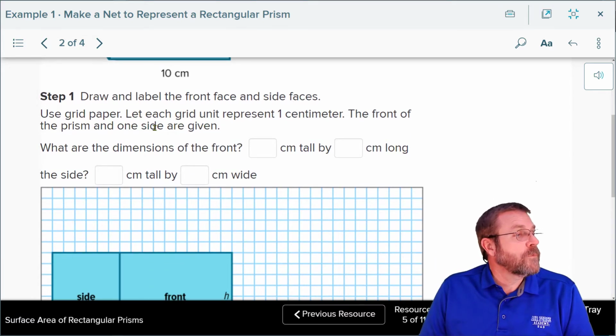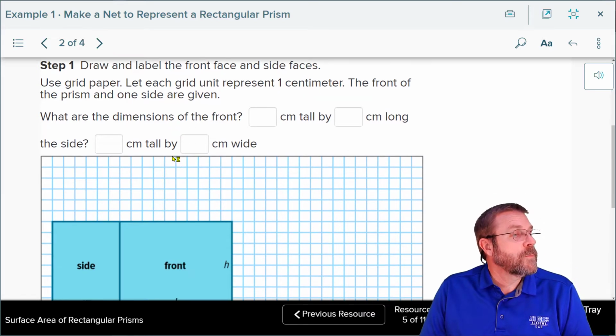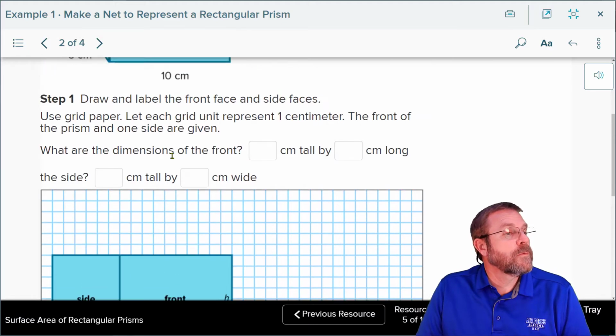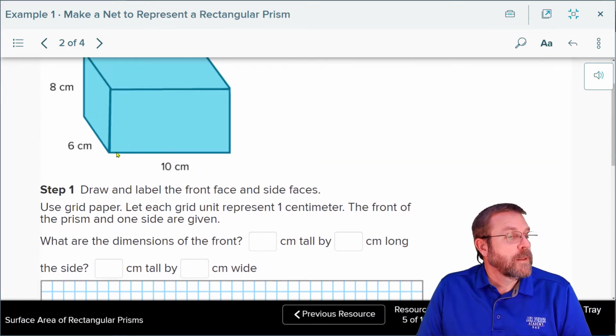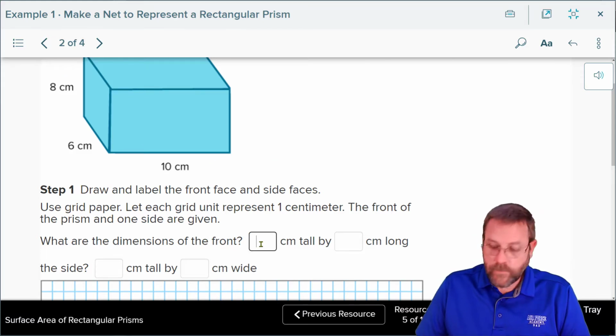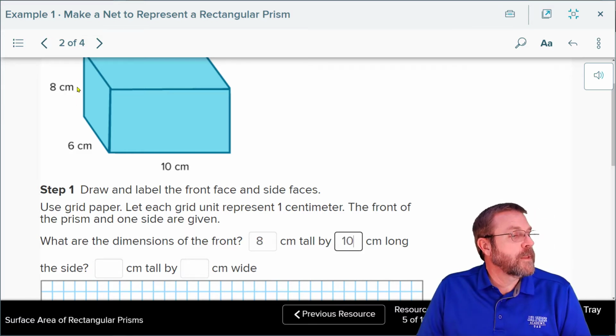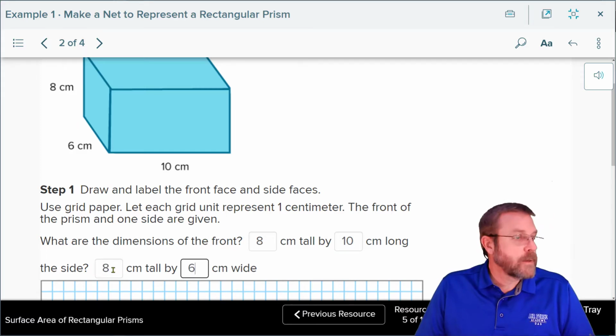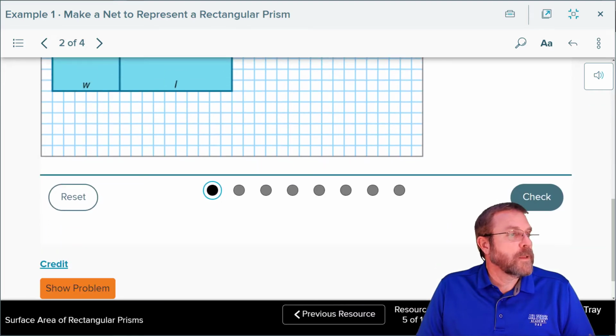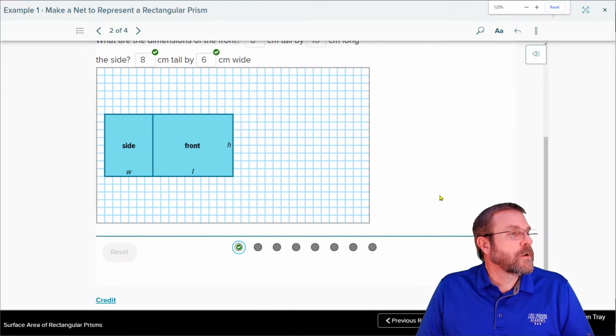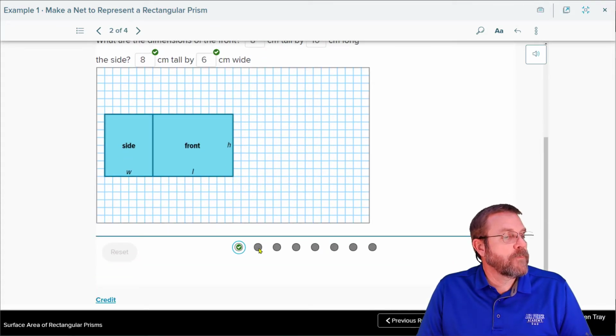The front of the prism and one side are given. What are the dimensions of the front? It's going to be the front right here. It's going to be, let's see, 8 centimeters tall because it's the same as that, and 10 centimeters long. So we have 8 and we have 10. And then the side is going to be 8 centimeters tall and 6 centimeters wide. So I'm going to have an 8 and a 6. And from there, we can check that. And that part ended up checking. Zoom out just a little so we can see it. All right, so you can see we have one side and we have a front.